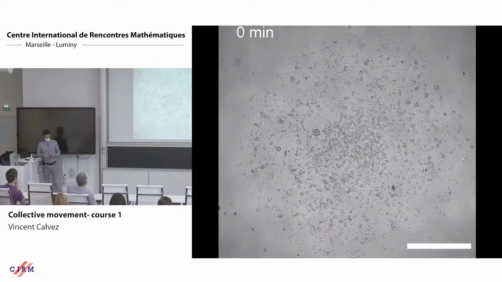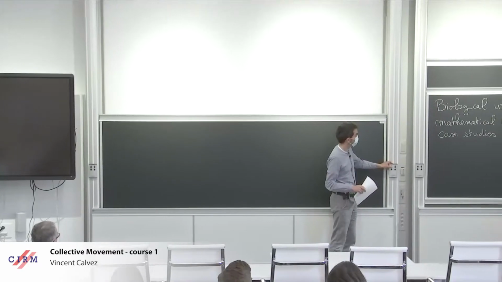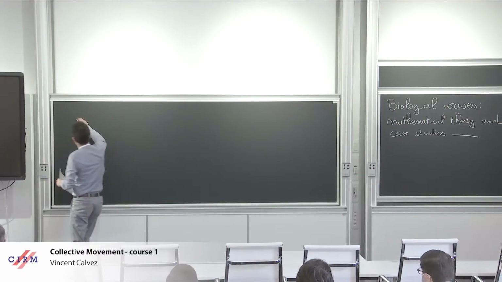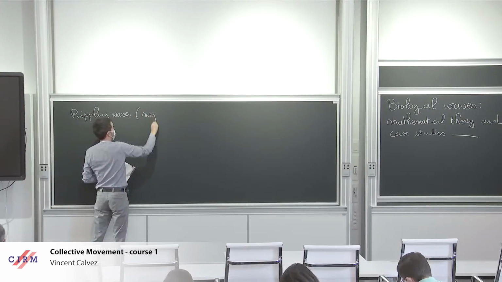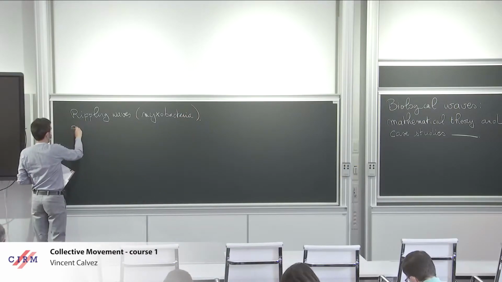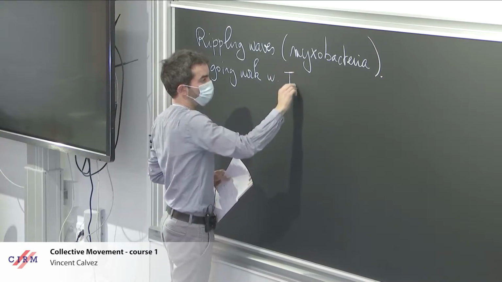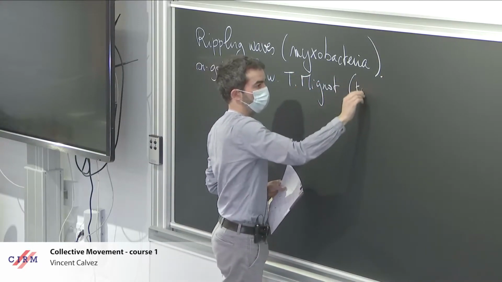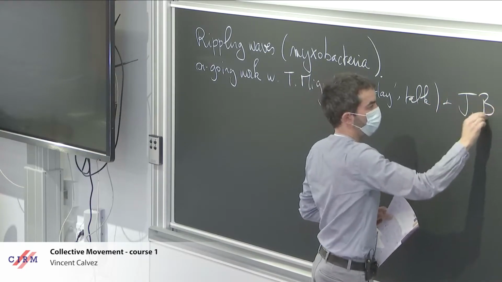Okay, so now let me move to the blackboard, and I will start with very basic mathematics to address some questions which are raised by the first case study, which are the rippling waves, done by those myxobacteria. So Myxococcus is the name of the species, and this is an ongoing work with Tam Mignot, that you saw on Tuesday, and, as I said, Jean-Baptiste Saunier.